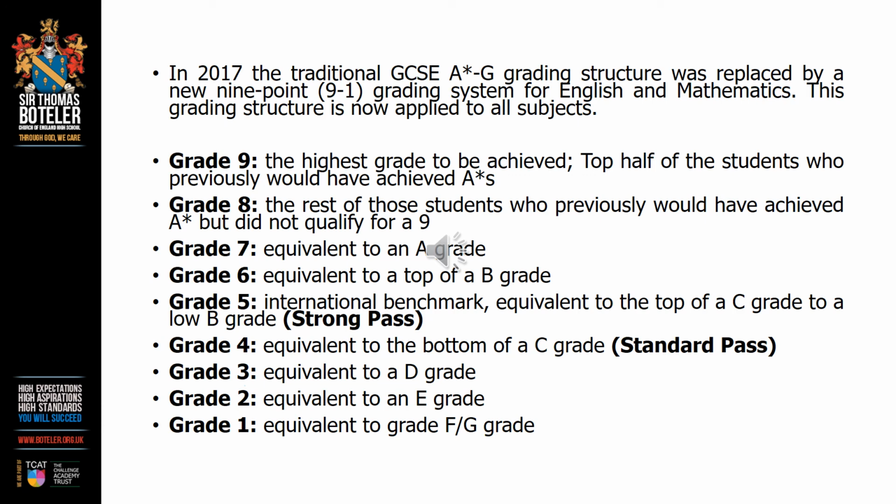Grade 5 is the international benchmark. It's the equivalent to the top of a grade C to a low grade B and is classed as a strong pass. A grade 4 is equivalent to the bottom of a grade C and is classed as a standard pass. Grade 3 is equivalent to a D grade. Grade 2 is equivalent to an E grade, and Grade 1 is equivalent to an old-fashioned Grade F/G.